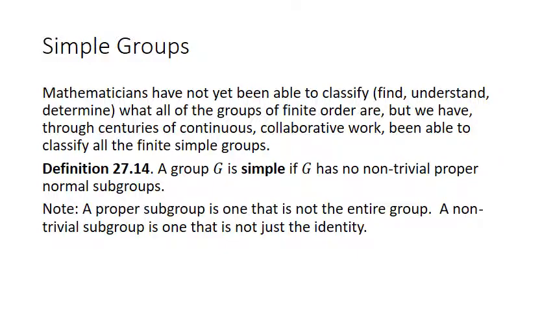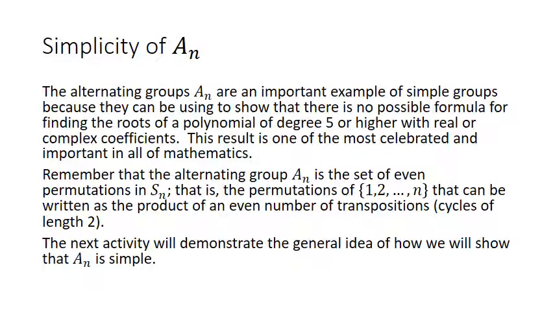Okay, so let's look a little more at this. Let's talk about the simplicity of the alternating groups. The alternating groups, A_n, are actually an important example of simple groups because these are used to show that there is no possible formula for finding the roots of a polynomial of degree 5 or higher with real or complex coefficients. And the fact that there is no formula for finding those roots for polynomials of degree 5 and higher is one of the most celebrated and most important results in all of mathematics.